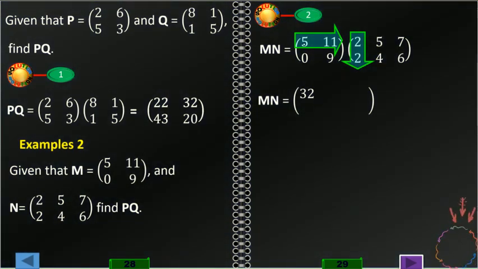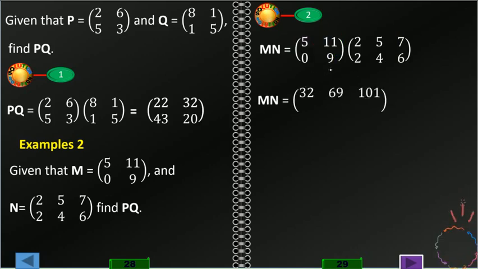Now, the next one, first row is going to multiply the second column. What do you think will be the answer? 5 times 5 is 25. 11 times 4 is 44. 25 plus 44 is 69. Then we move to the first row, multiply the third column. What should be there? 5 times 7, 35. Then this times this is 66. If you add them, what will be the answer we'll get? 101, of course. Then we have finished with that.